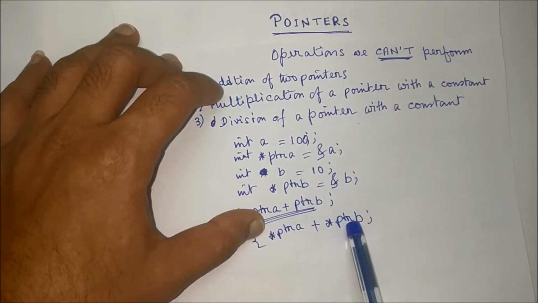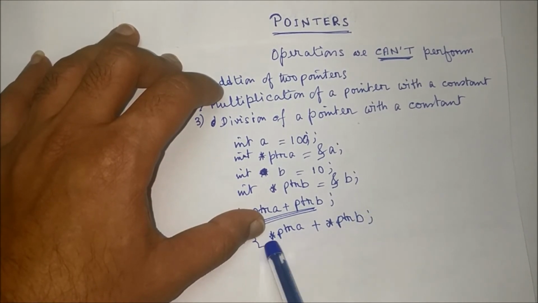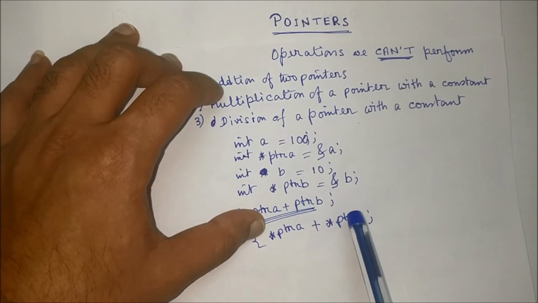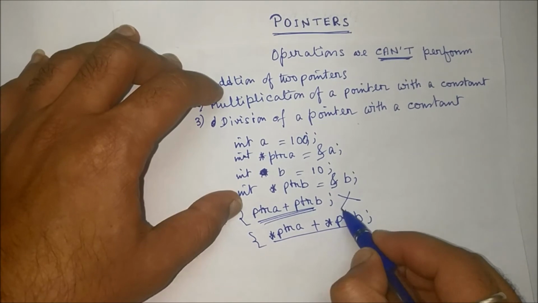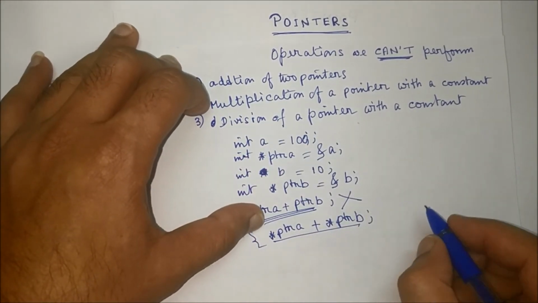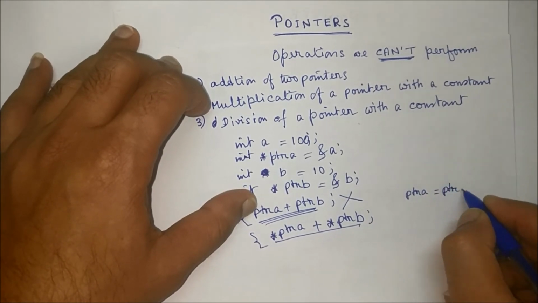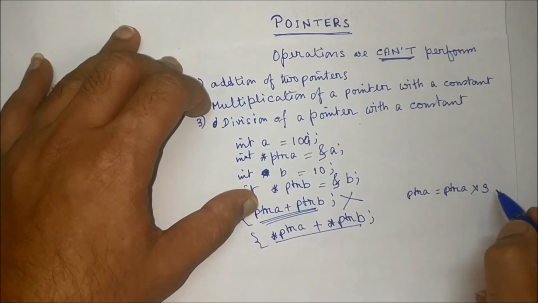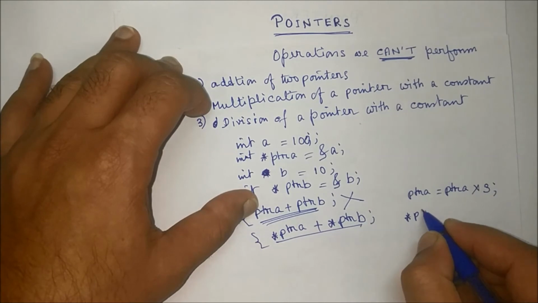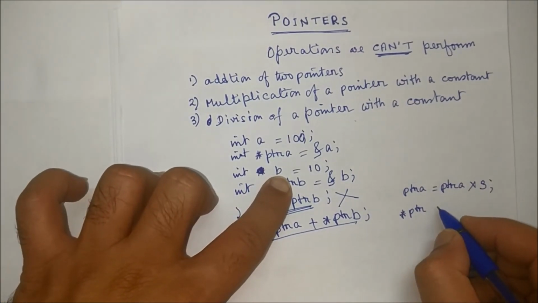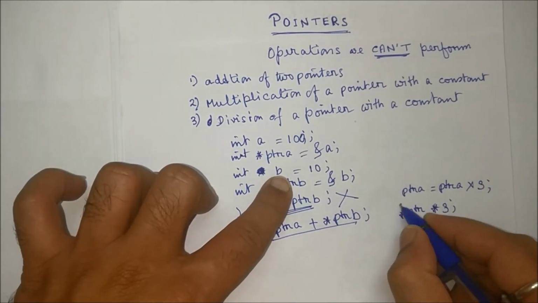So whenever you are writing this statement, it is not dealing with the address. This statement is dealing with the values stored in the particular address that the pointer is pointing to. So this operation is pretty much allowed, but this operation is not allowed. Similarly, you cannot write this statement, ptr a is equal to ptr a into 3. This statement is not allowed, but if you write star ptr multiplied by 3, this statement is allowed.